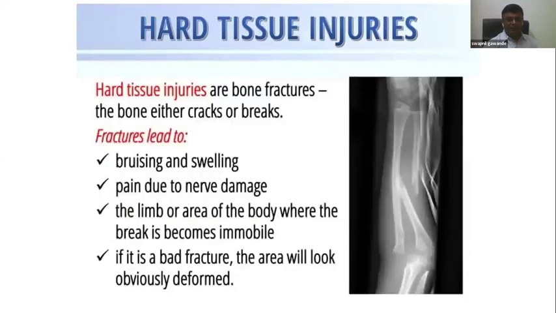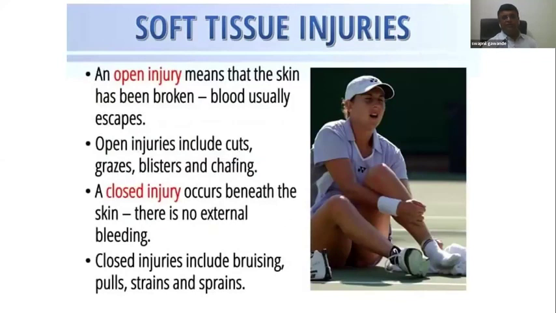Okay. So now the soft tissue injuries can be of two types, open injury and closed injury. Open injury means that the skin has broken, and blood is usually escaping from that injury. Open injuries include cuts, grazes, blisters, and chafing. The closed injury occurs beneath the skin. There is no external bleeding.